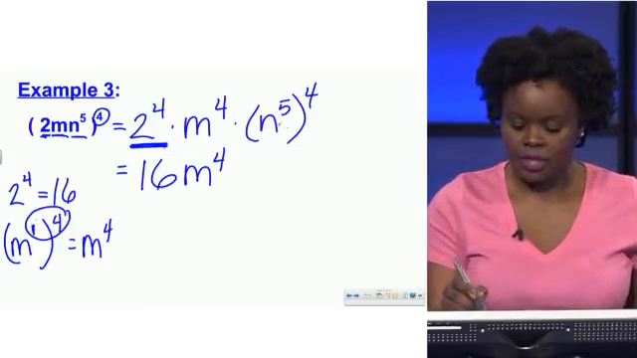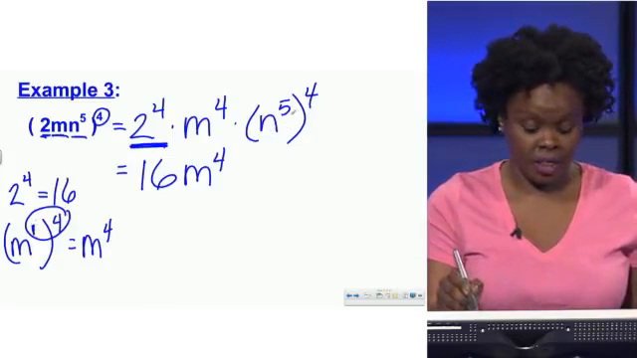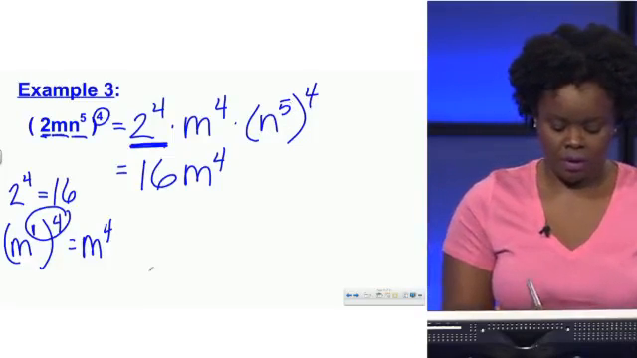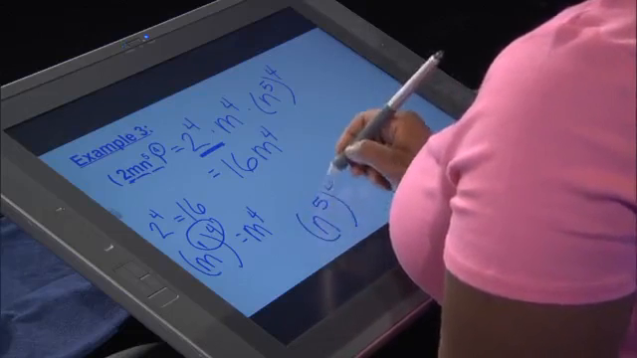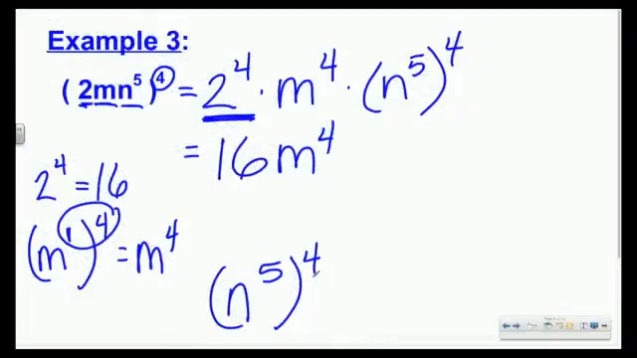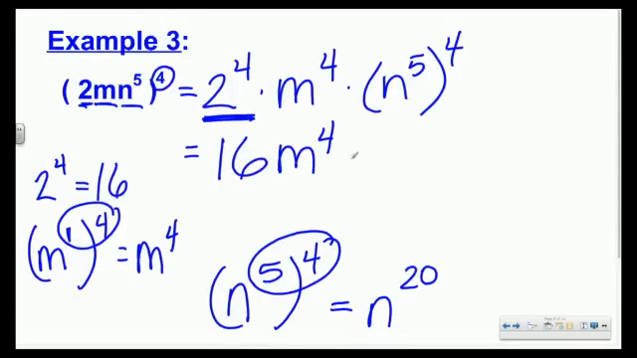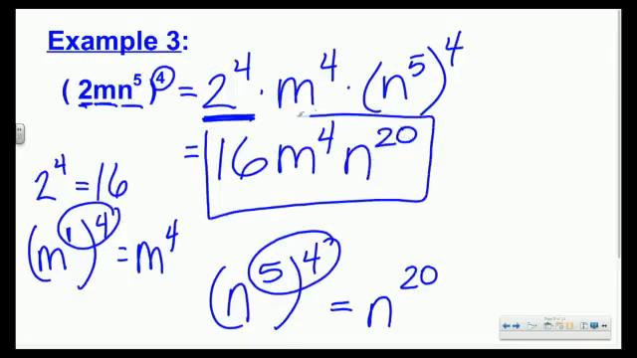Okay, now for this one, I have n to the 5th raised to the 4th power. I'll come off to the side a little bit. So n to the 5th to the 4th, right? So raising a power to a power, just multiply your exponents together. So 5 times 4, that's 20. So n to the 20th for the last bit. And you're all done. You handled all 3 pieces of that.